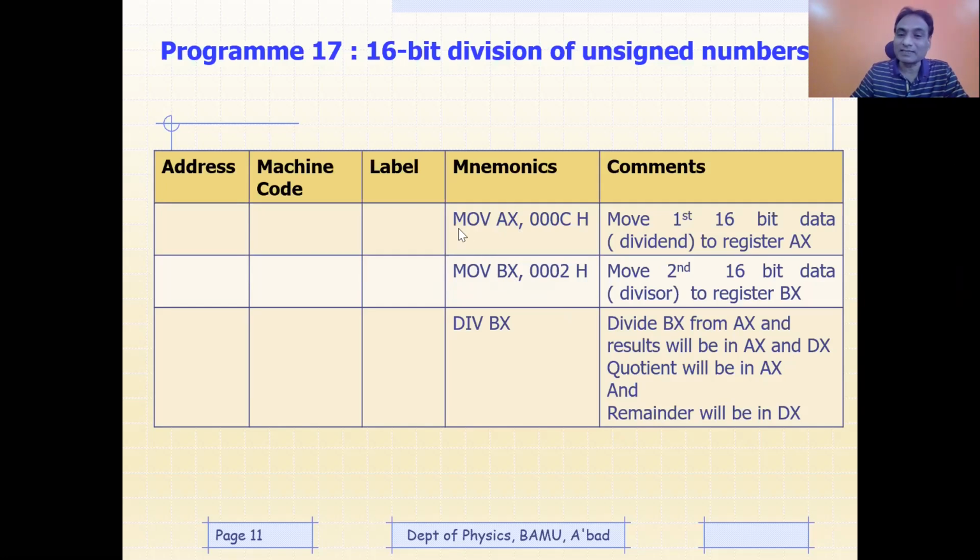This would be the same as MOV AX, any number, for example MOV AX, 000C. It means the first number will go to register AX, and my divisor, the second number, will go to BX. Then DIV BX instead of BL. So what will happen then? Here the content of AX is going to be divided by BX, and in the result the quotient goes to AX and the remainder goes to DX by default.